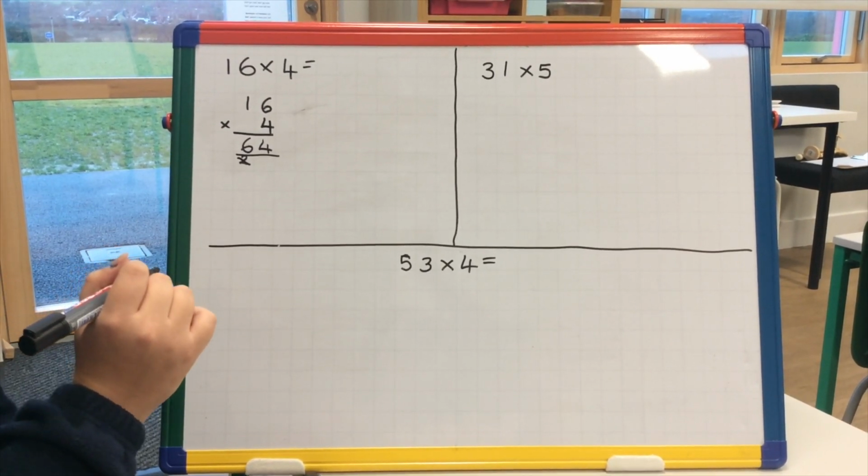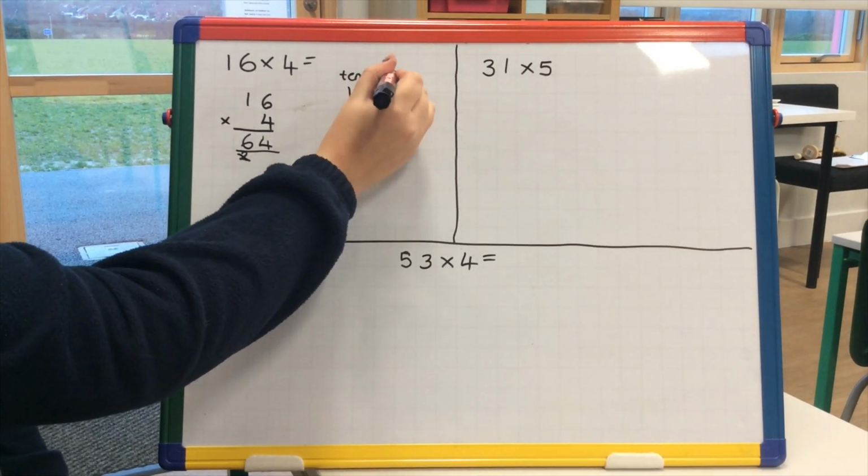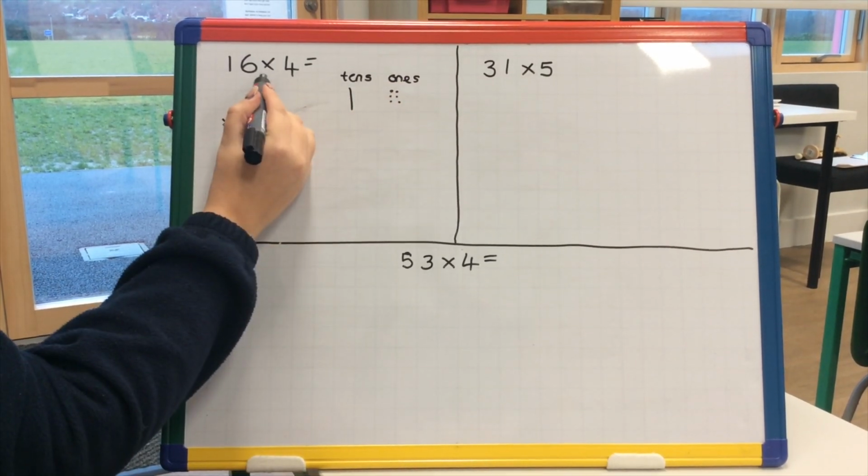Like before, we're going to use chips and beans to check. So we're going to draw out our 16. So here's our tens and here's our ones. We're going to draw out our 16 and we're going to do it 4 times.